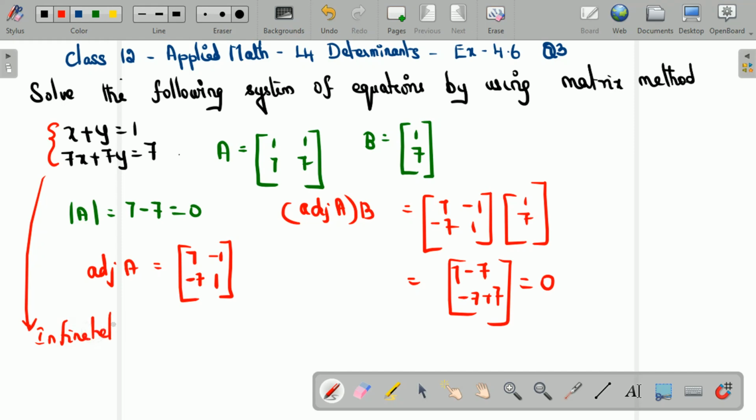So since it's infinitely many solutions, let's find out a general form for this particular equation. So let's assume y's value is equal to k, then x is going to be equal to 1 minus k. So where k is going to be any real number. So with that, we are able to generate infinite number of possible solutions for this particular set of equations.